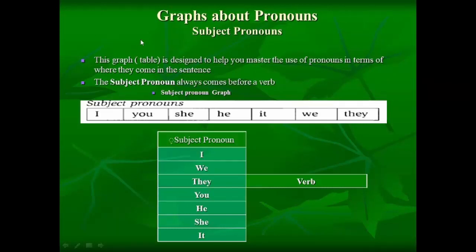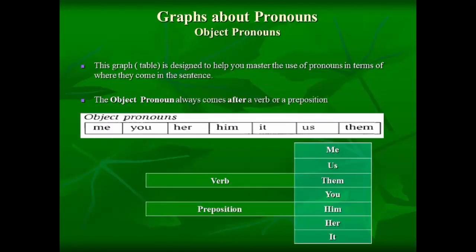Okay? So the subject pronoun always comes before a verb. Subject pronoun, graph. So subject pronouns, like I told you before, are I, you, she, he, it, we, they. Okay? They always come before the verb. Okay? Now watch this. This graph, on the other hand, shows when they come after the verb.